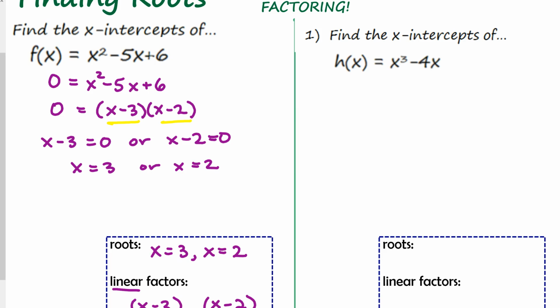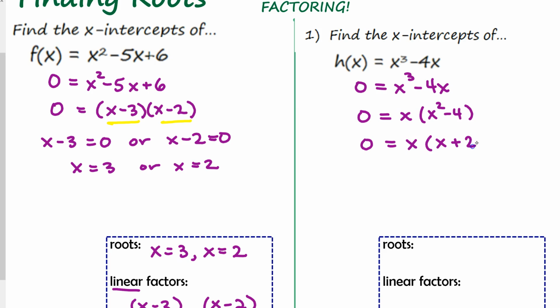So here is h of x equals x cubed minus 4x. And I'm still looking for x-intercepts, so I want to start by finding the roots. Let h of x equal 0. Now, what we did last time was factor, and this is factorable. We can start by factoring x out of both terms. That's our greatest common factor. And then we have a difference of squares, x squared minus 4. So let's factor that into x plus 2 times x minus 2. And now we can set each of these factors equal to 0 and solve each one.